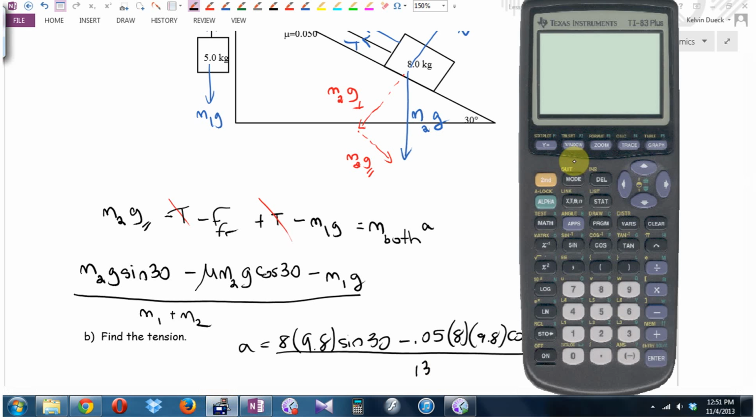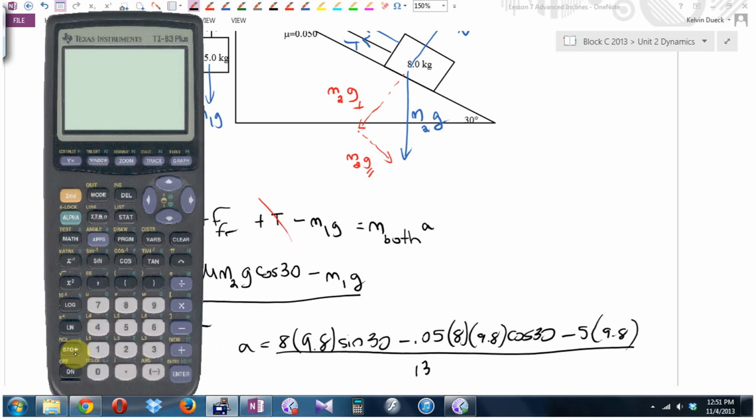I would definitely put the top in brackets. I would go, okay, 8 times 9.8 sine 30 minus 0.05 times 8 times 9.8 cos 30 minus 5 times 9.8. Yep. Just close off one bracket, right, Mr. Dueck? Divided by, double check. It looks good. 13.